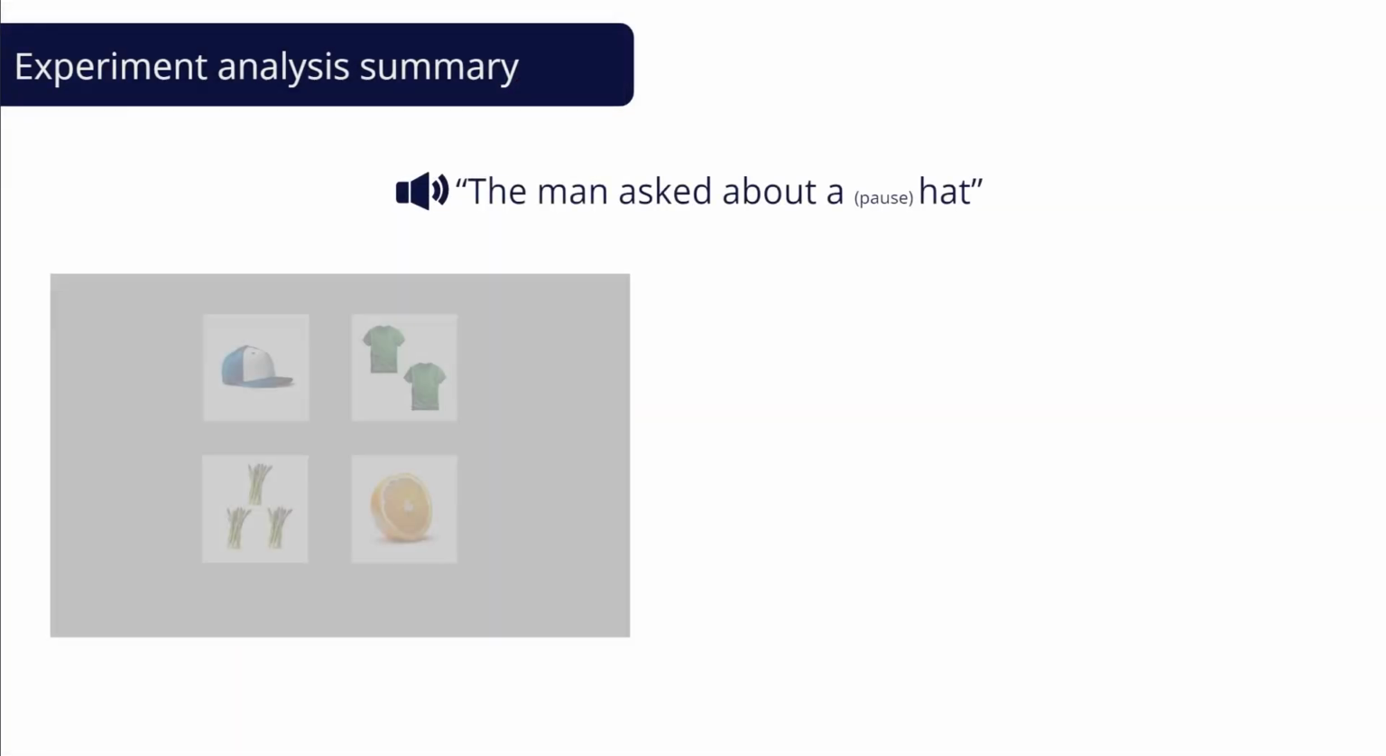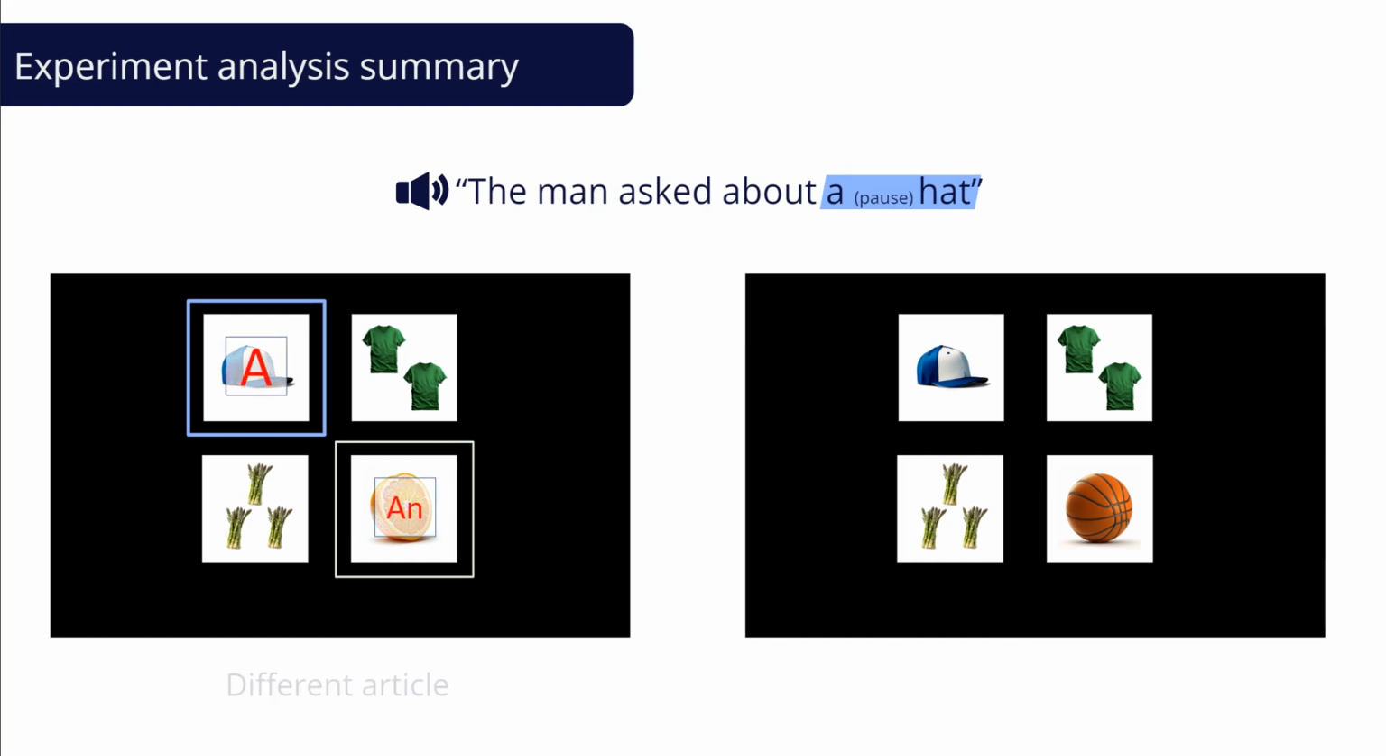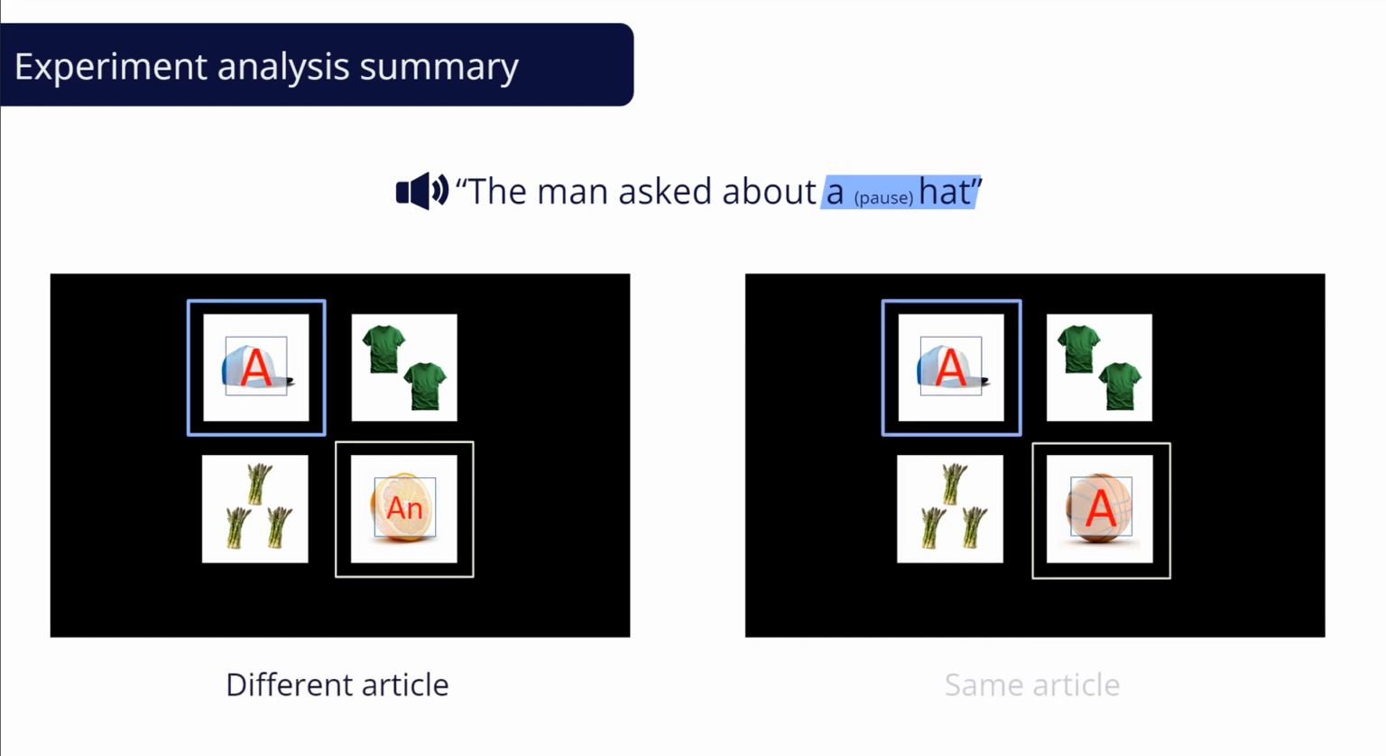In this visual world experiment, it was hypothesized that targets would be identified by the article alone in displays where the article of the two singular objects mismatched, compared to when they matched. This means that the looks to the target should be higher for mismatch items compared to match items in the region of time after the article had been spoken, but before the noun had been spoken.